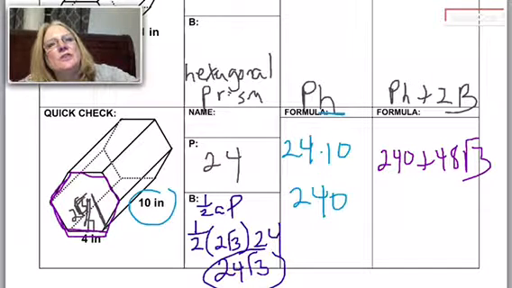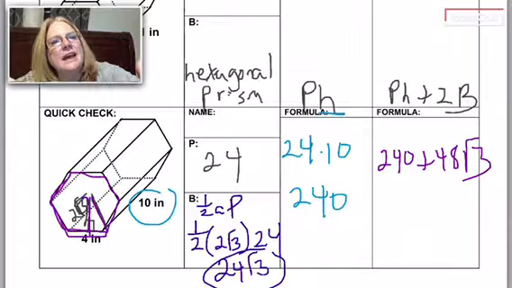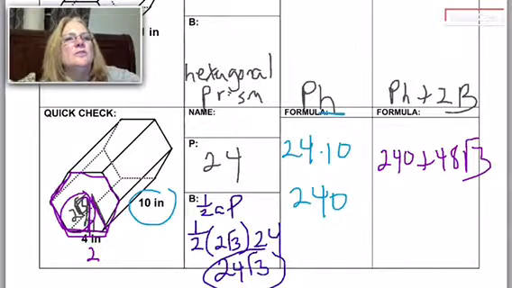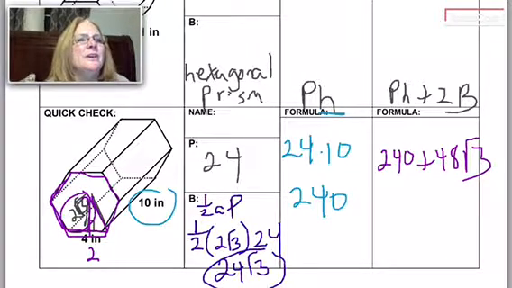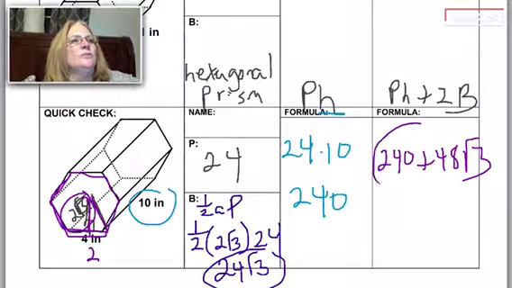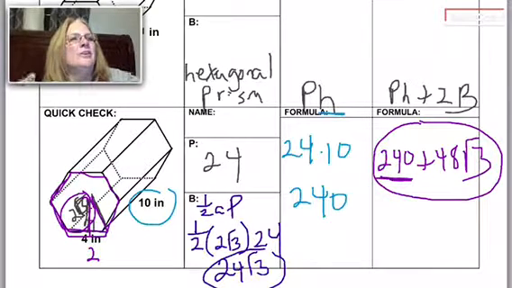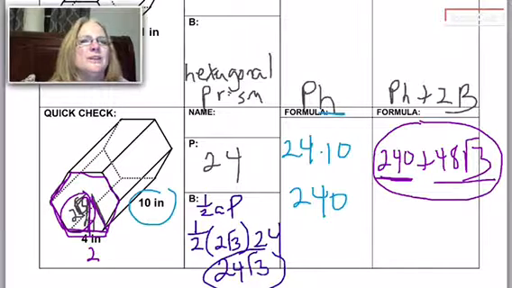And then the area of the base is 1/2 AP, and so when we draw the apothem and the radius, it cuts the base in half here and makes this 2, and so the apothem is 2 times the square root of 3. So there's 1/2 AP, 1/2 times 2 square root of 3 times 24, and then our final answer is pH, or perimeter times the height. The lateral area is 240, and then plus 48 square root of 3.